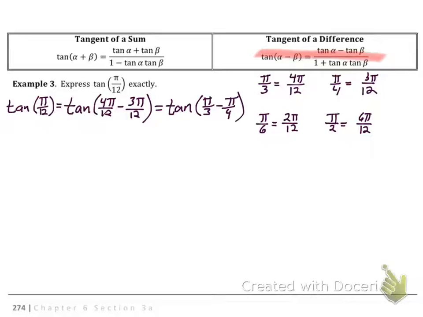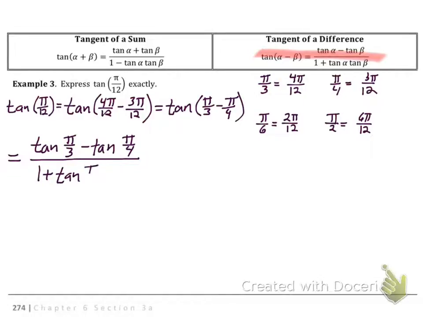So tangent of pi over 3 minus pi over 4 equals tangent of that first value, tangent of pi over 3, minus tangent of that second value, which is pi over 4, all over 1 plus tangent of our first value, pi over 3, times tangent of our second value, which was pi over 4. Well, the cool thing is pi over 3 and pi over 4 are right on your unit circle. So if you're on a test, all you need to do is go to pi over 3 and write down what your tangent value is.